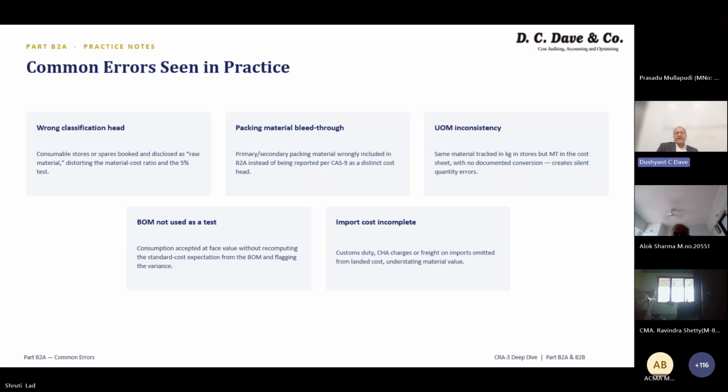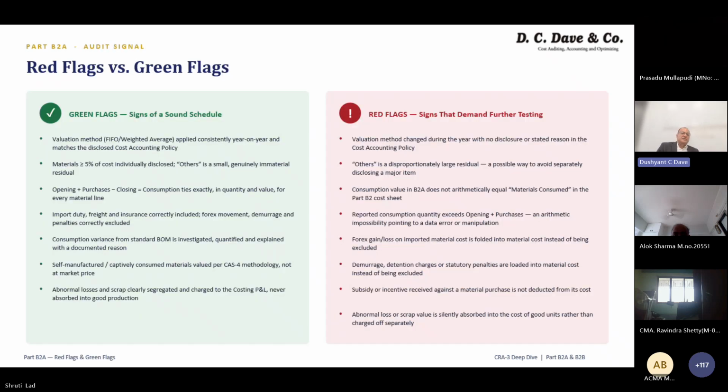We always tell my clients that, yes, you might find me wearing this jacket, but we love to get into the factory, see the manufacturing process, meet the production manager. And that's the most exciting part of the cost audit profession, to be able to see what actually happens on the ground. Having discussed common errors, let us now distinguish between good audit evidence and warning signals.